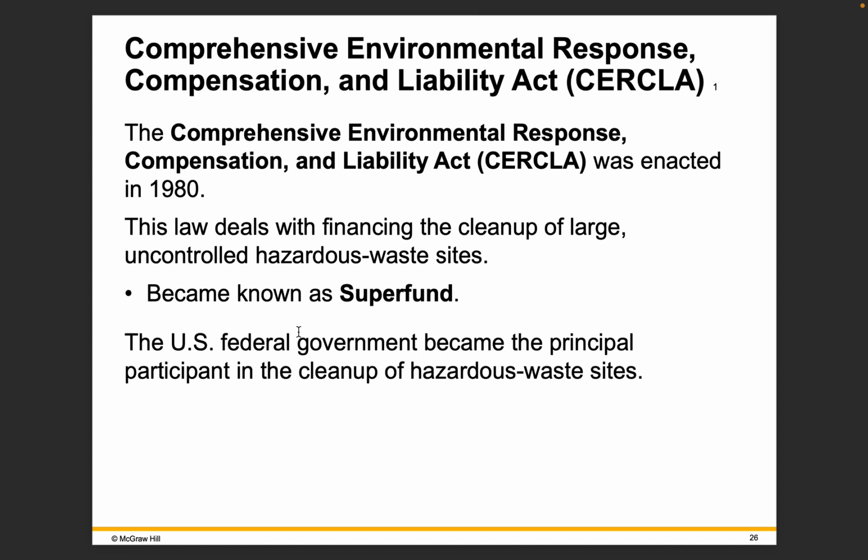All right, Comprehensive Environmental Response, Compensation, and Liability Act, CERCLA. The CERCLA was enacted in 1980, and this law defines the financing with the cleanup of large, uncontrolled, hazardous waste sites, and it became known as a Superfund. The U.S. federal government became the principal participant in the cleanup of hazardous waste sites.